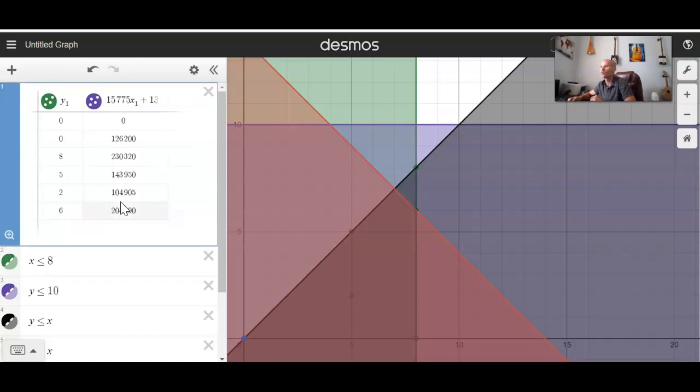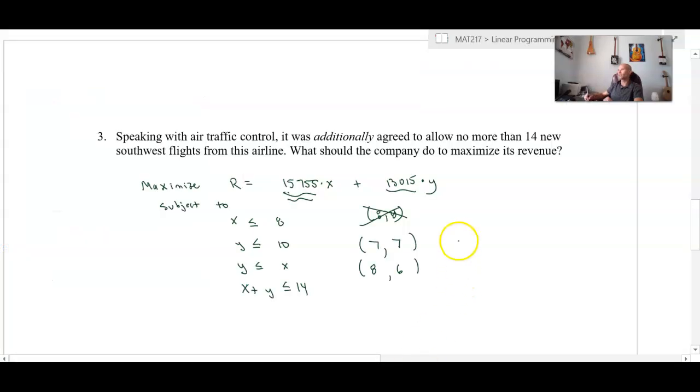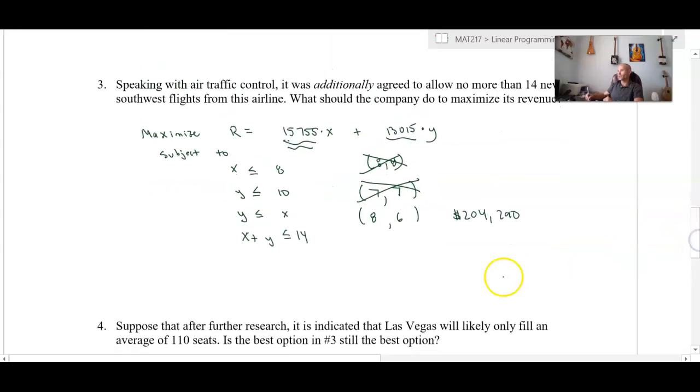That yields a revenue of $204,290. And if we do 7, 7, well, that's going to be less because here we're making $13,015 only 6 times. Here we're making $13,015 7 times, but we're making $15,775 one fewer time. So we want to make as many of those flights to Las Vegas as we can, and that's going to give us $204,290. There we go.